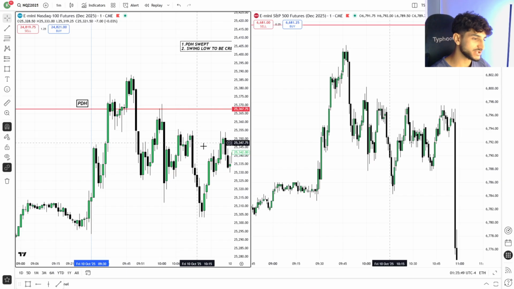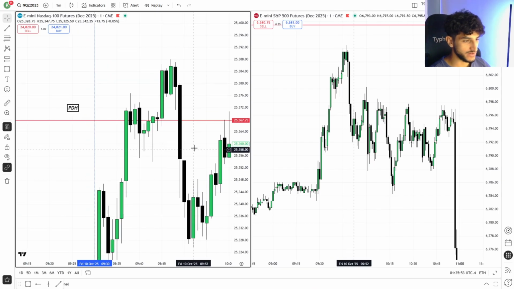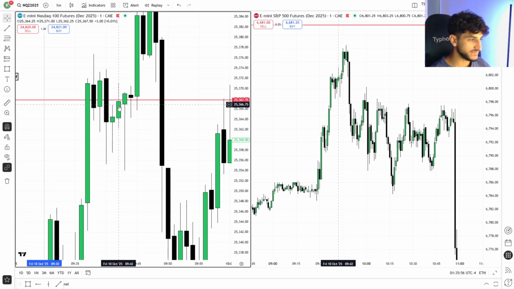And essentially a swing low is a 3 candle pattern. So if we zoom in very well, we do have this candle right here, here, and here. Let's call this candle here number 1, this candle here number 2, and this candle here number 3. Essentially, the swing low is the middle candle, which is this candle right here, number 2 candle. Its low is the lowest out of 1, 2, and 3.